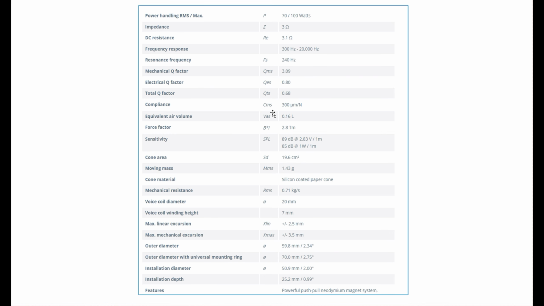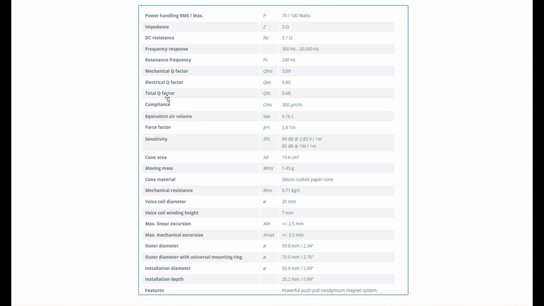And then compliance, which is the speaker CMS, that is the speaker's suspension compliance, how stiff it is, and we talked about stiff speakers are better in sealed boxes, soft speakers are better in free air, so the CMS is a good indication of that, but we often use QTS to work that out. Equivalent air volume, the VAS of a speaker, is not the size of the box that you need for your speaker. It is the air spring equivalent to the springiness of your speaker suspension.